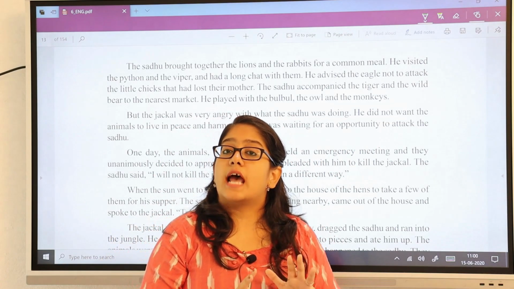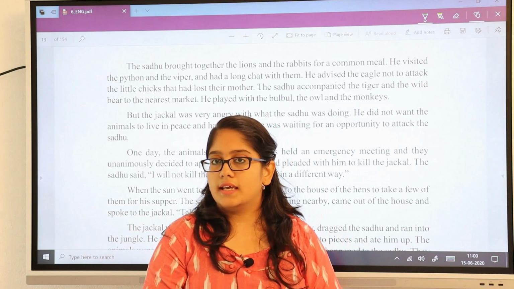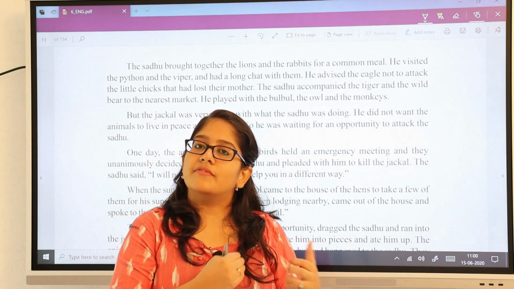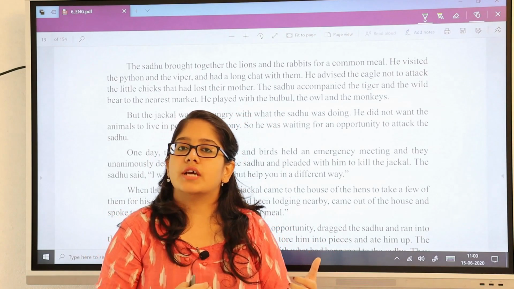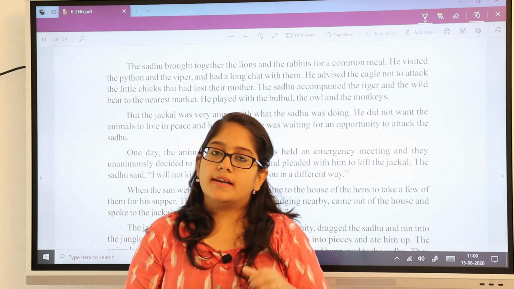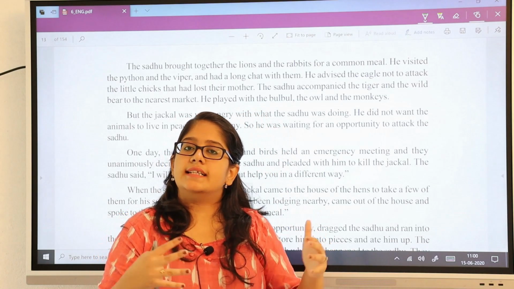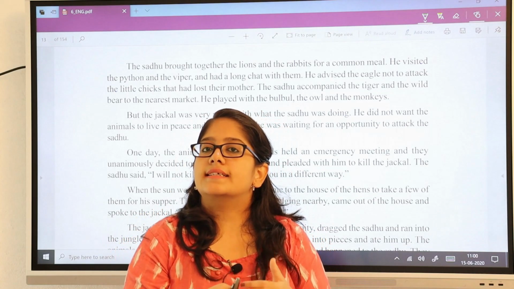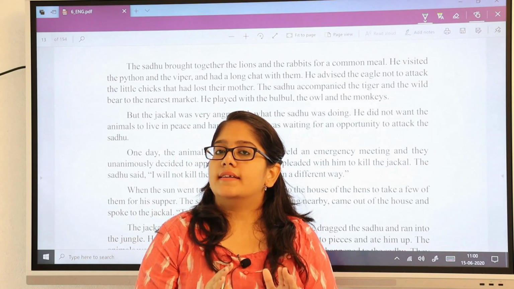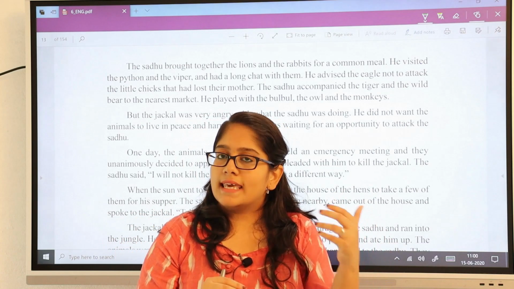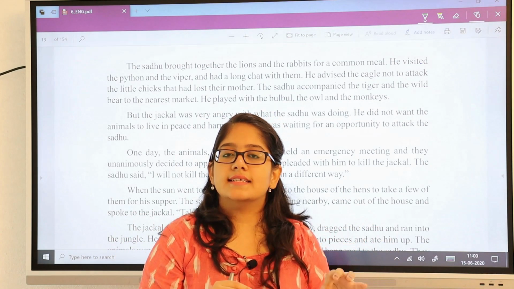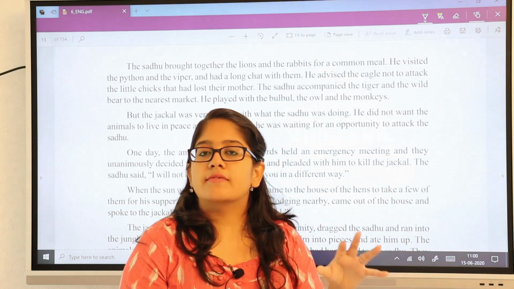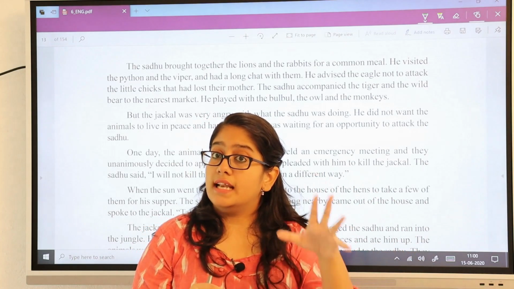Now the jackal was not happy with what Sadhu was doing, because as long as the animals were away from each other, they were weak and it was easy for the jackal to attack and kill them. But now the jackal sees that the animals are getting closer again. The harmony between them is coming back. So he was upset that he will no longer be able to kill the animals. And that's the reason why he was quite angry with Sadhu, and he wanted to take revenge. He wanted to kill Sadhu.